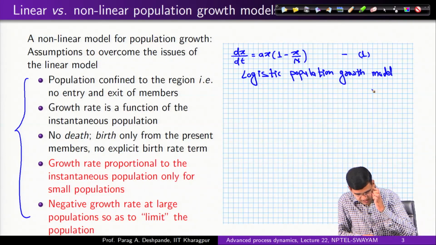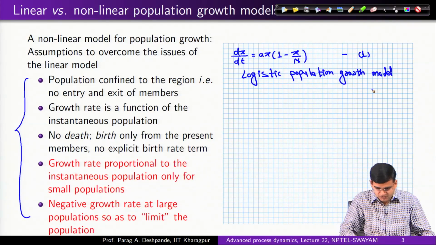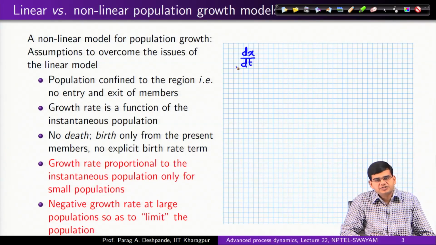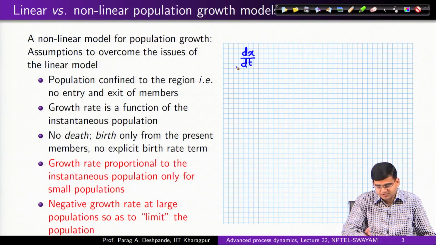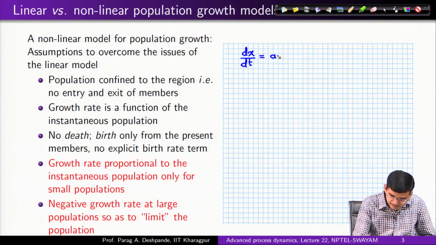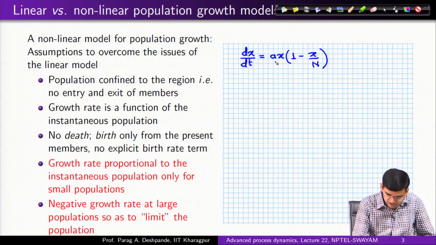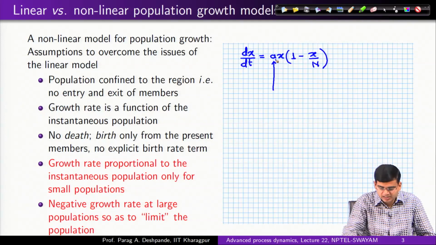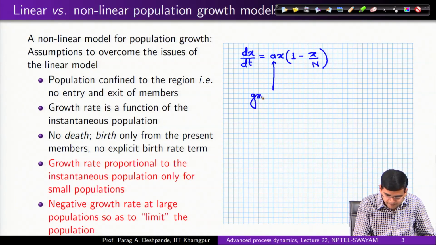So, let us try to understand the meanings of various quantities. So, I have dx by dt, it is the rate of change of population, and now it is trivial to see that you have a dynamical system. This is equal to a x times 1 minus x upon n. What is a? a is the same factor which appeared in the linear model. This is the growth parameter.